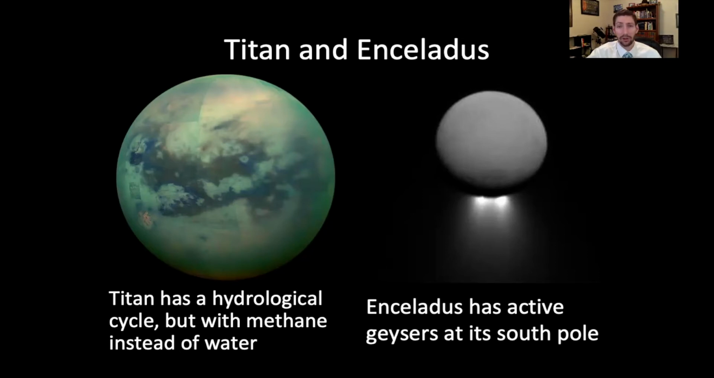Titan is Saturn's largest moon, more massive than all of the other moons of Saturn combined. Titan has a hydrological cycle, not with water, but with methane. It evaporates, condenses in the atmosphere, and then rains down. It has lakes of methane and ethane near its poles, and it has a thick atmosphere.